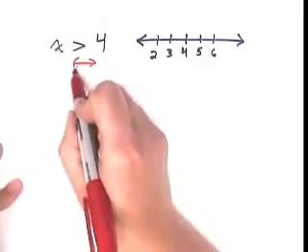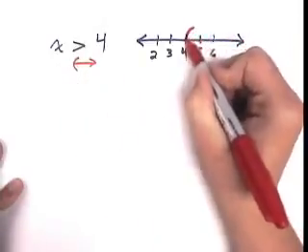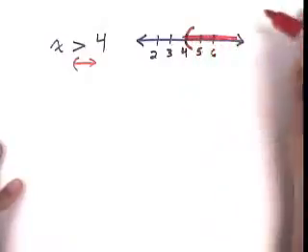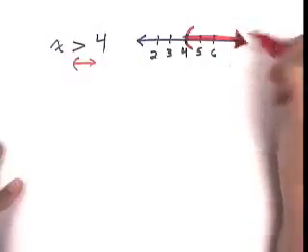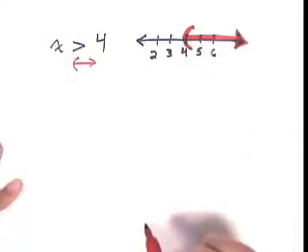It's this symbol that's going to go straight through the 4. So I'm going to put a parenthesis through the 4, and then I'm going to shade everything to the right of that line. I'm going to go ahead and shade my arrow too, to remind myself that this is going to go on forever and ever to the right. So a parenthesis through the 4 and an arrow to the right.